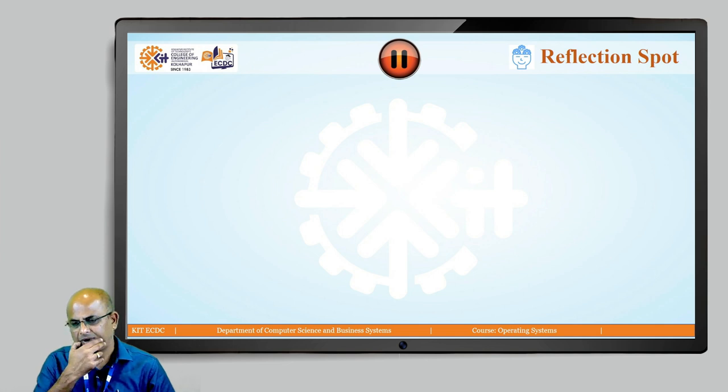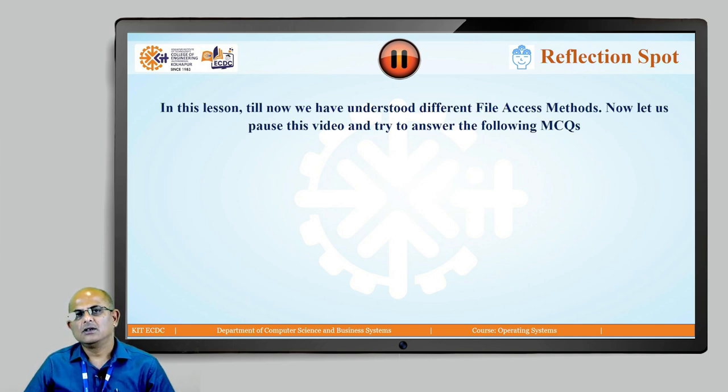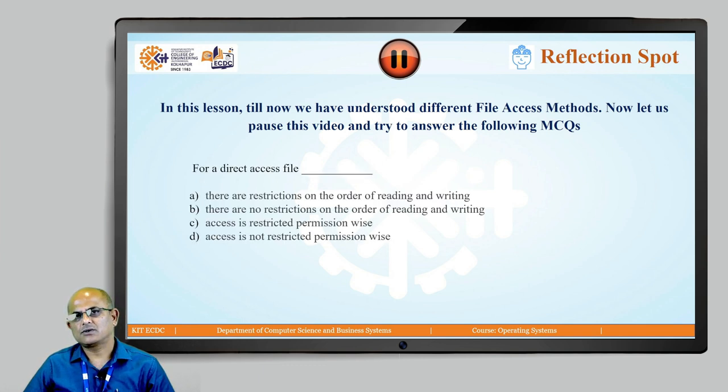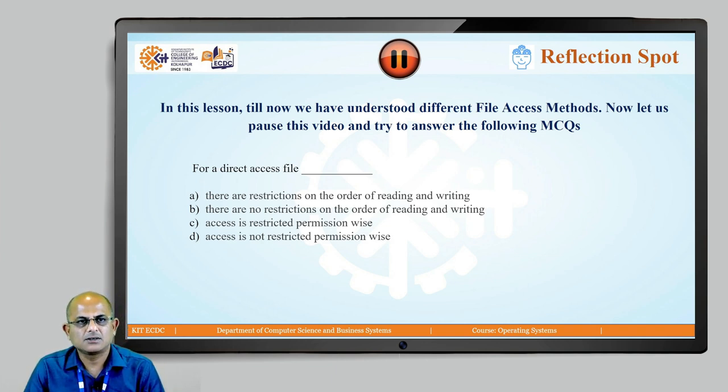We have studied various file access methods. Now let us try to answer this multiple choice question. For a direct access file, four options are given. The first is there are restrictions on the order of reading and writing. The second is there are no restrictions on the order of reading and writing. The third is access is restricted permission wise. The fourth is access is not restricted permission wise. Think a while and try to answer correctly. What can be the perfect answer?